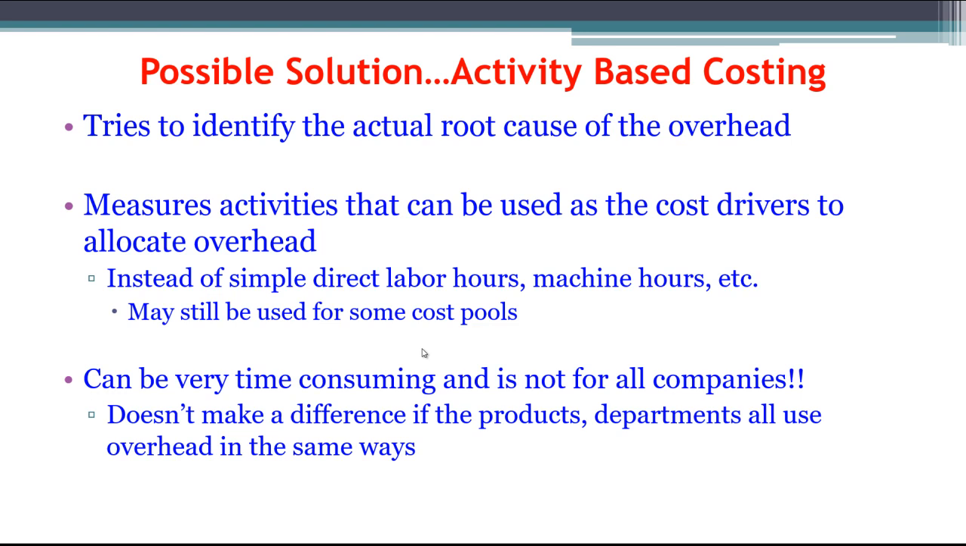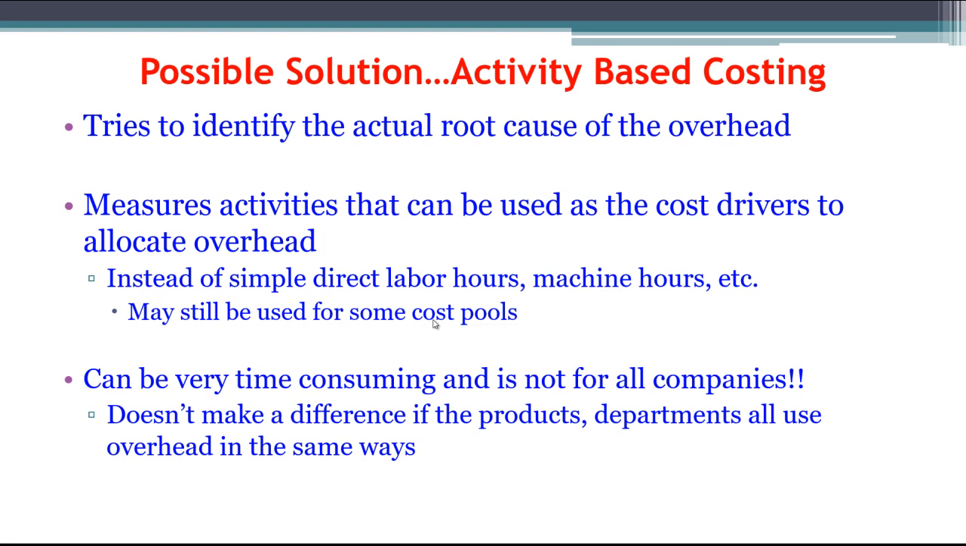The point with activity-based costing is we're trying to understand the actual root cause of the overhead, what causes it, how one product uses overhead, and it measures activities. As the name implies, we're tracking activities that we are calling the cost drivers. Now, there might still be some situations where you have direct labor hours, you have machine hours. We're going to break all of our overhead into cost pools, in other words, types of overhead, and we're going to figure out what best explains how that type of overhead is used.